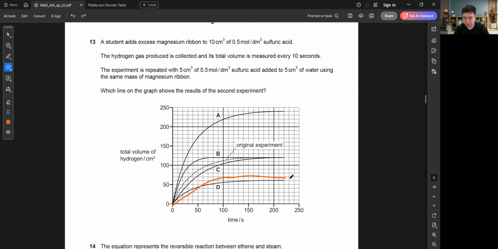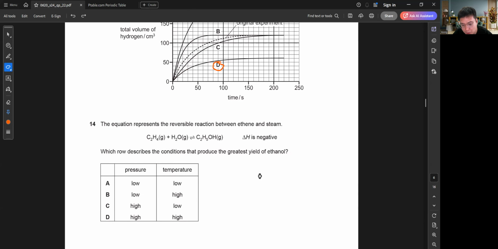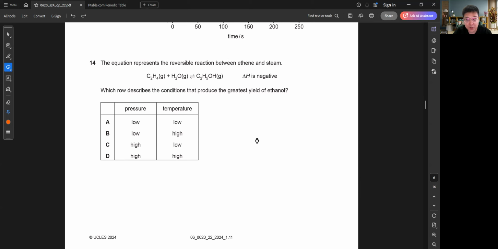D makes a little bit more sense. Because the volume is halved, the final product should be halved. So the only answer is D, because this one is cutting at 120, this one is cutting at 60. The only one where 120 drops down to 60 is D. So D is our answer because the volume is half, but the concentration is the same. So the curve going up must roughly be the same shape. Anyway, let's move on.